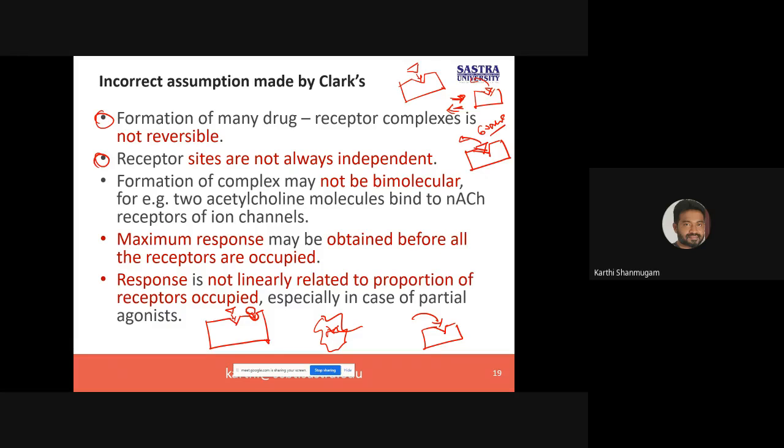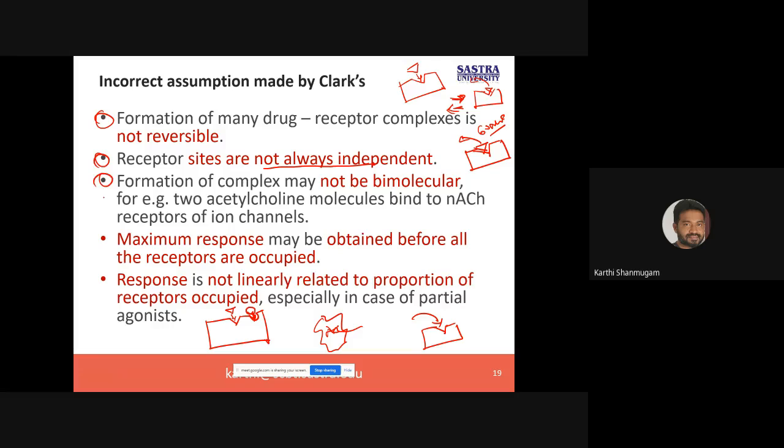receptor sites are not always independent. It is dependent on the cofactor. Without the presence of the cofactor, the drug molecule cannot function. Is it understandable? For the activation of the drug molecule, the cofactor should first go and bind to that. Is it understandable? Yes, right. So that's what is called sites are not always independent.